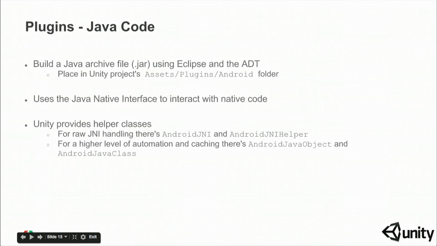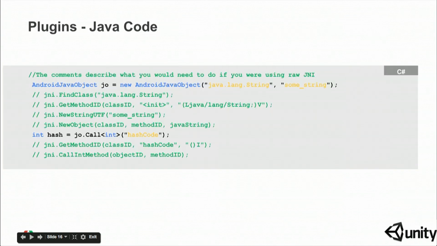Because you have to do some work with the JNI to discover your methods and then invoke them, we provide some wrapper classes, the Android JNI and the Android JNI helper. And then on top of that, we built another layer of helpers, which is Android Java Object and Android Java Class, which allow you to not only automate the whole process, but we also cache those lookups so subsequent calls are a lot faster. So instead of showing you Java code for the plugins, I'm actually just going to show you an example here. And then Jarek's example is going to show a lot of Java code.